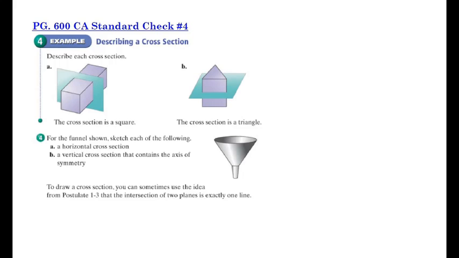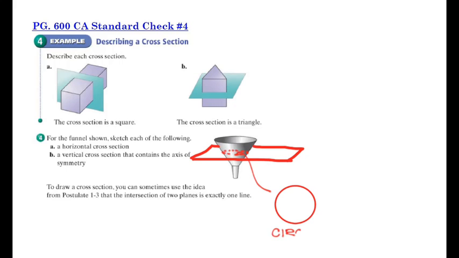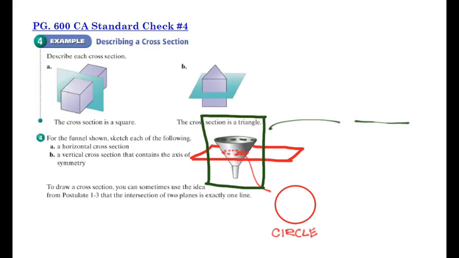For cross sections, we imagine a plane cutting through our pieces. For A, I want a horizontal cross section, which means it comes through the middle of that thing like that. If I look at that, I would just get a circle for that part of the funnel. It would be different in terms of where I cut it, but it's still going to be a circle. If I make a vertical cross section, that's cutting it straight up and down. What I get is this Y-shaped piece. So the cross section, if you looked at it straight on the side, the funnel would look like that.